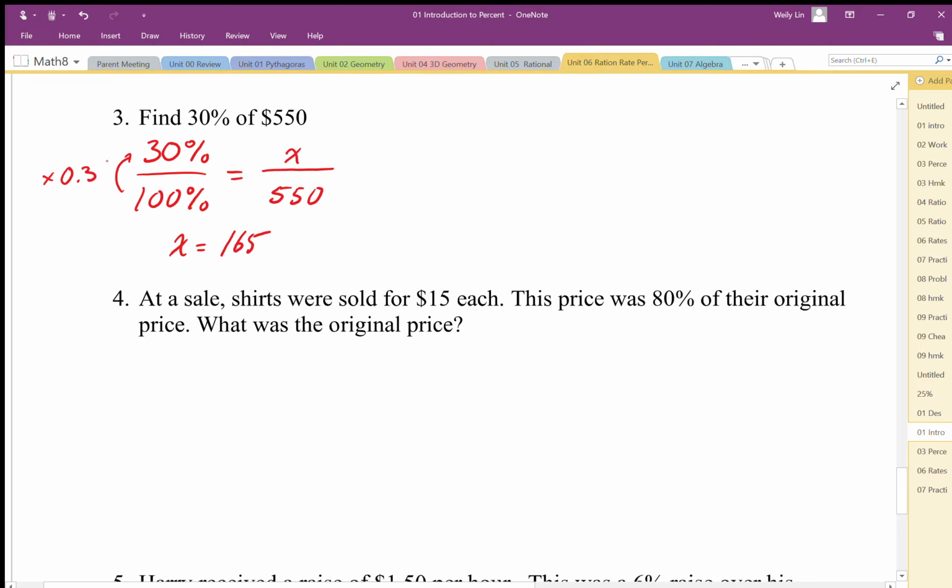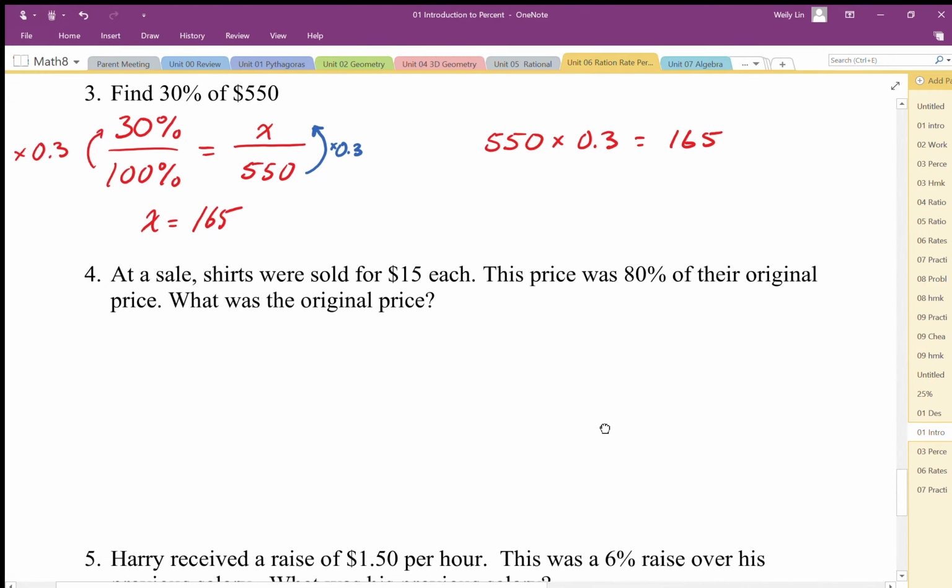Now this one as a multiplier, we start with 550. 30% we can just multiply by 0.3, and that gives us our 165. And we can see that in our multiplier here. So 550 times our multiplier 0.3 gives us the value that we're looking for, which is 165.